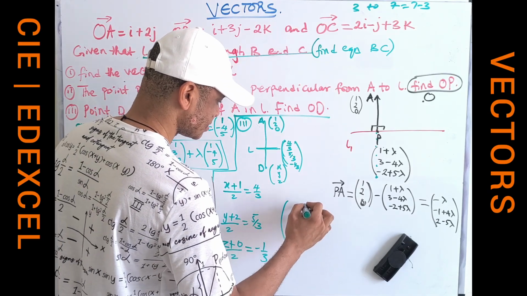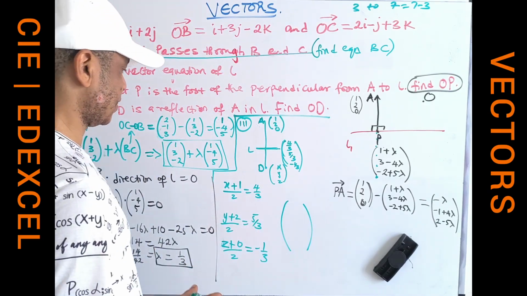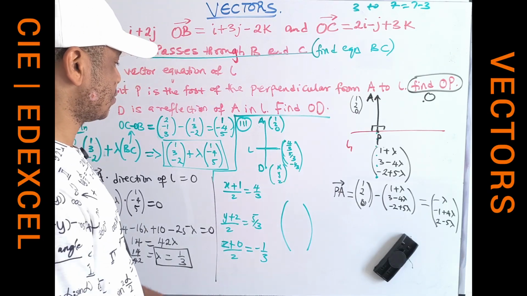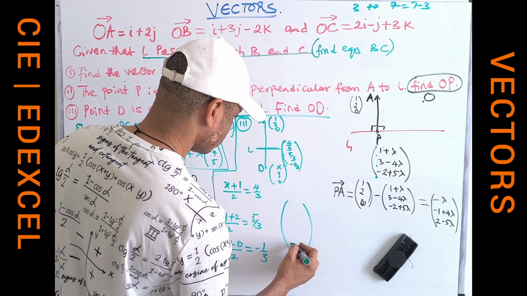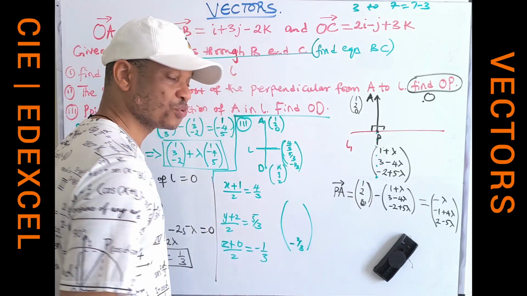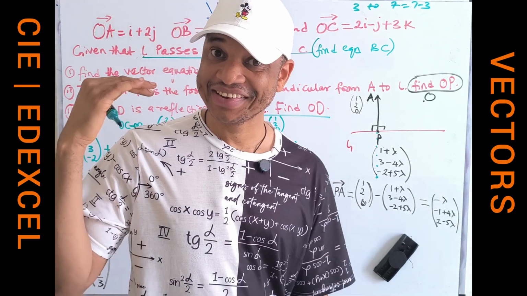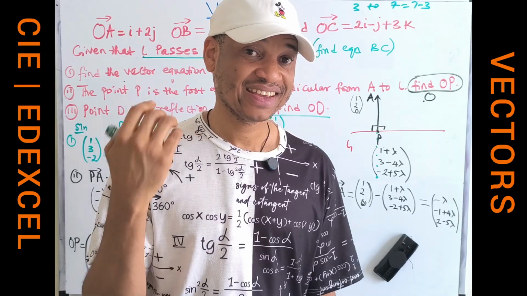Whatever you get, you have to put it in column vector. So this will be 8 over 3, minus 1. So I will just do this one. This one will be minus 2 by 3. So I want you to finish up and you should get the answer.